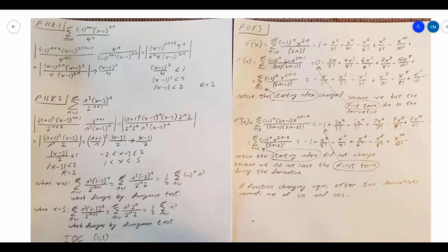And then this one where you plug in 5, this is not an alternating series, so clearly the divergence test is going to work on that one. So it doesn't converge at either endpoint. And so the interval of convergence, we have to say excluding both endpoints.